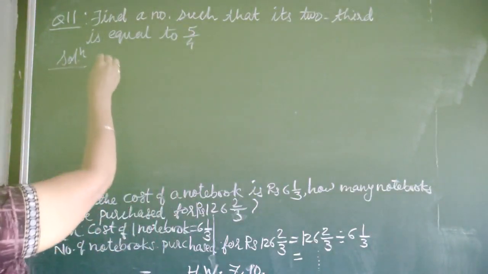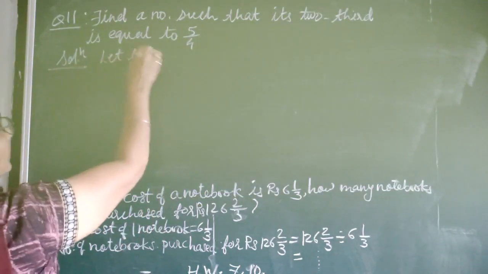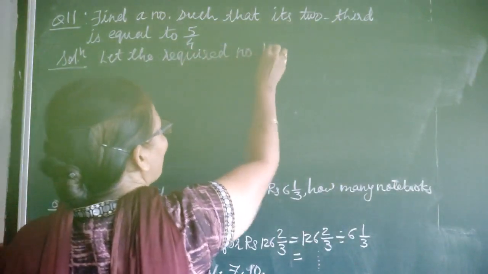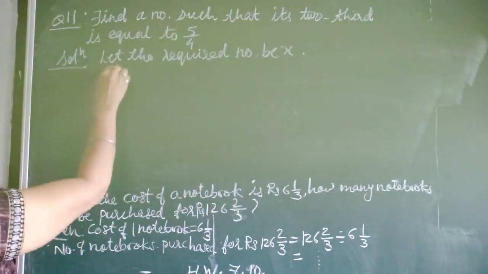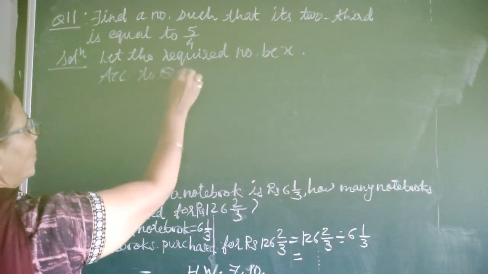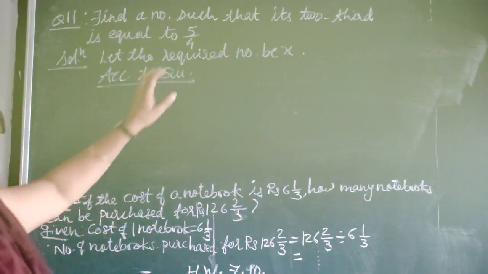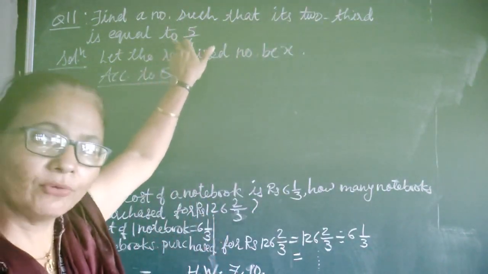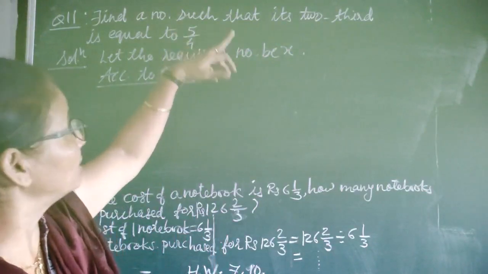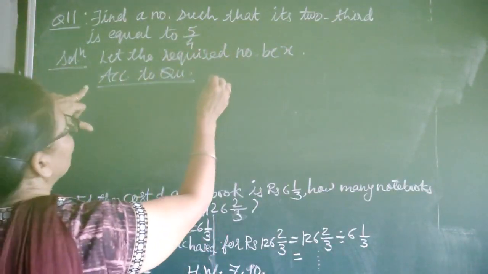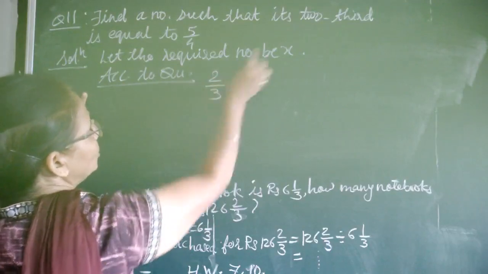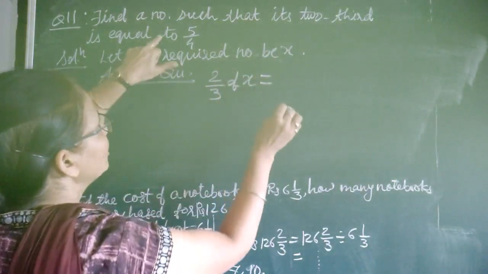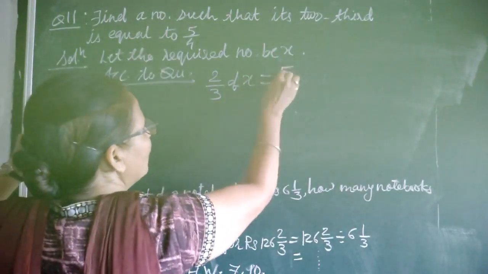Let's see again. So write down, let the required number be what? X. Now just write according to the question. What according to the question? That there is a number whose 2/3 is equal to what? 5 by 4. So write the mathematical form of the given condition. So according to the question, what we write? 2 by 3 of x is equal to 5 by 4.